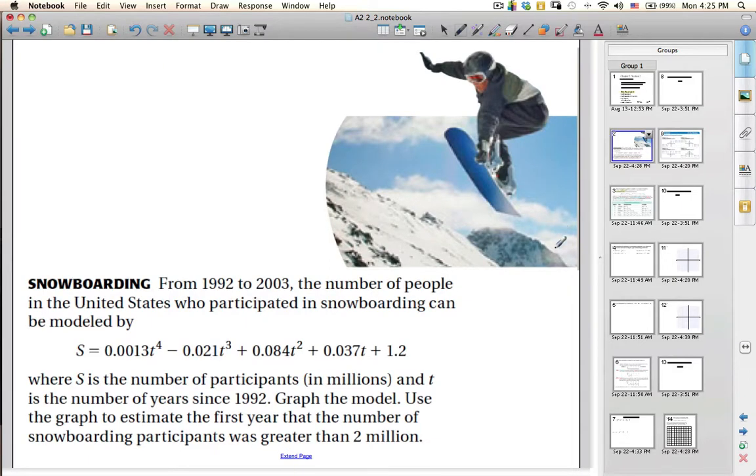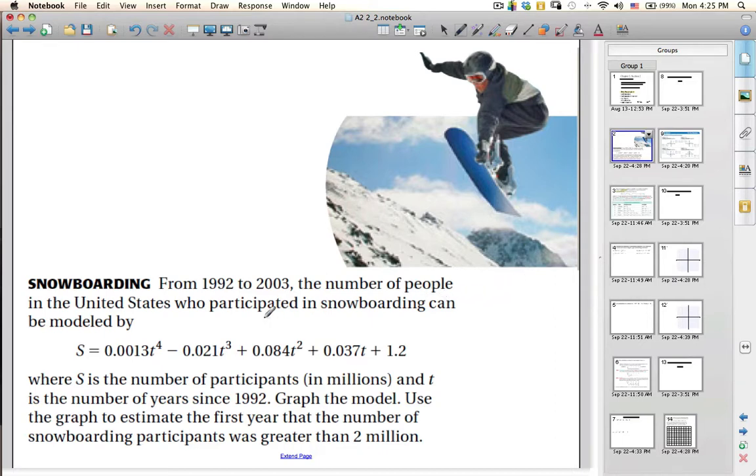So the skills we use might be used to solve a problem like this. We've got information here about snowboarding from 1992 to 2003. Snowboarding actually is a pretty recent phenomenon. People used to ski with two skis, and surfers ended up sort of getting into the snowboarding thing. Certainly didn't do that when I was a young person.